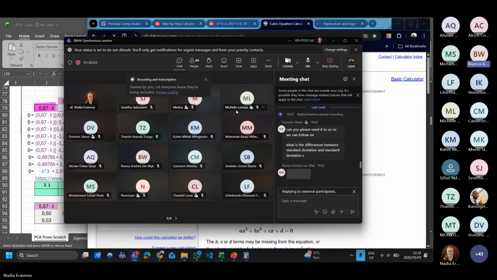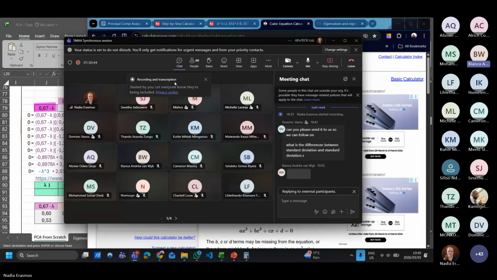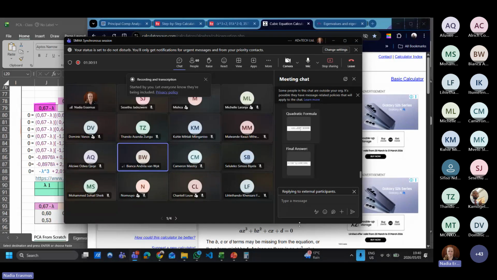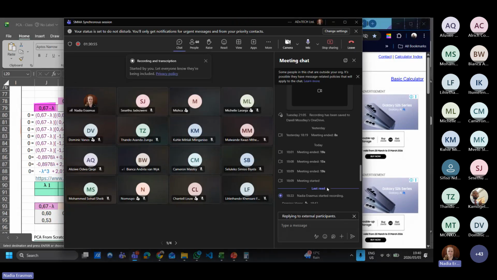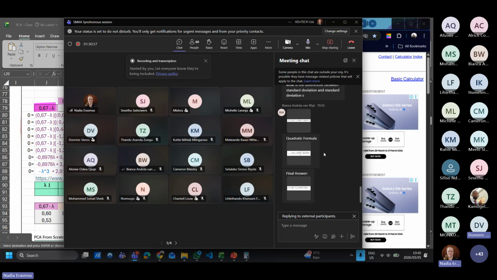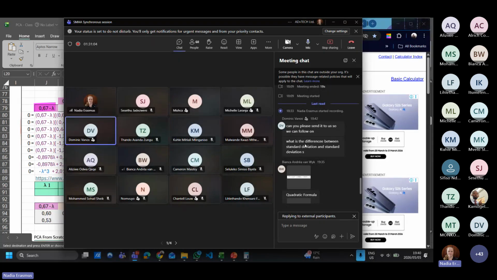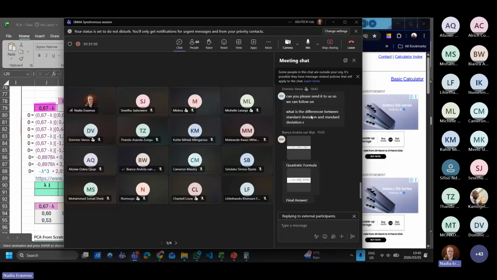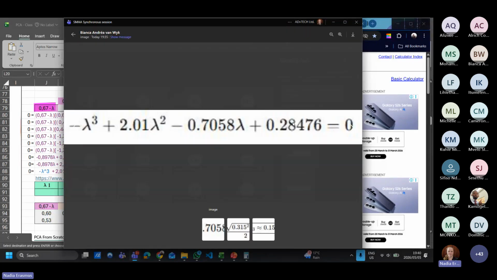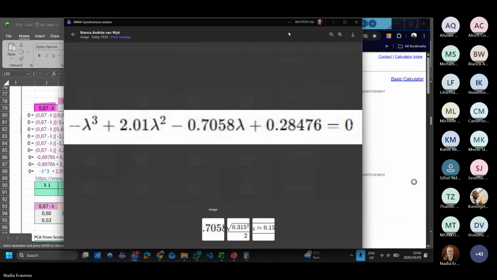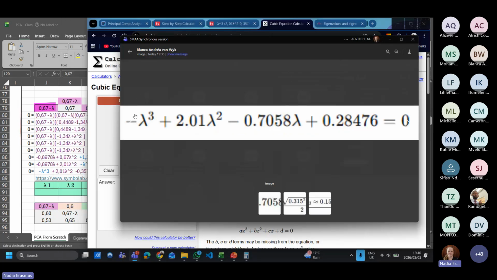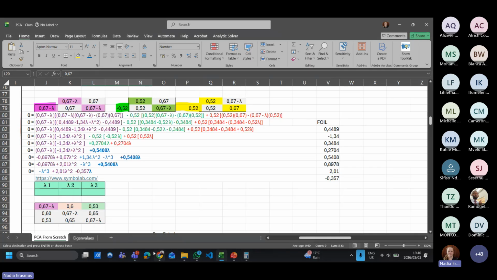On my side, it's still showing as being recorded. Yes, mine as well. Mine still shows it's recording. On my side, it shows that it's not recording. Okay, mine shows it's recording and it started recording at 3 minutes past 6. So it should still record. Is that the correct one? Okay, where did mine go wrong?